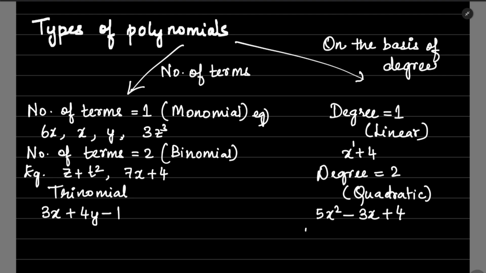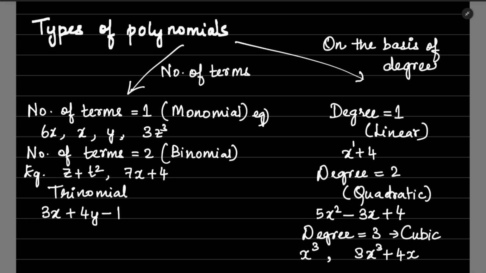And the last one is if the degree is 3. If the highest power of the variable is 3, then it is called a cubic polynomial. An example would be if you have just one term, it's a monomial, but the degree is 3, so it is a monomial and a cubic polynomial. Suppose you have 3x cubed plus 4x. What are the different types of polynomial? This has only two terms, so it's a binomial, and the degree is 3, so it's a cubic polynomial. Binomial and a cubic polynomial.